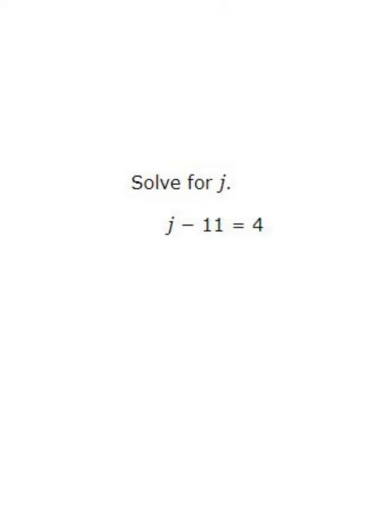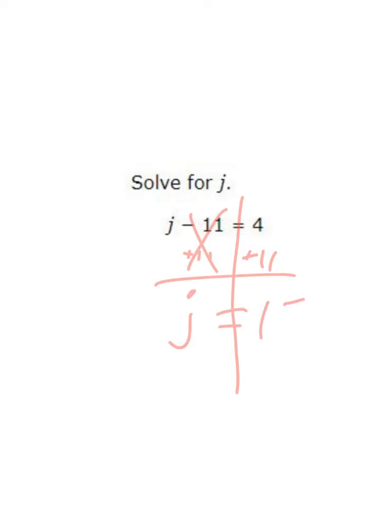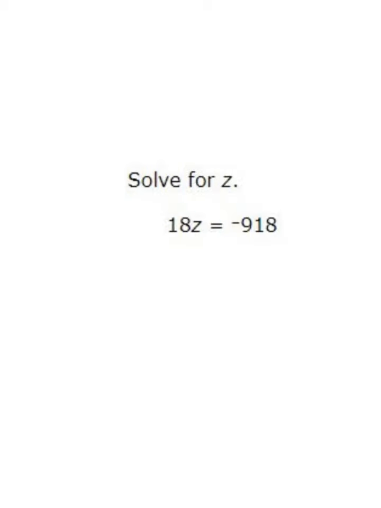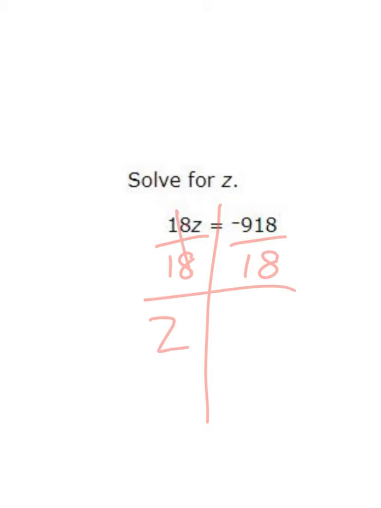I'm going to go through these next ones fast, okay? So here, line down the equals. We're subtracting 11 from j, so we'll add 11 to both sides. That'll cancel it out. We're left with j is equal to 15. Next problem. All right. 18z equals 918. Going to divide both sides by 18. Left with z is equal to negative 918 divided by 18.